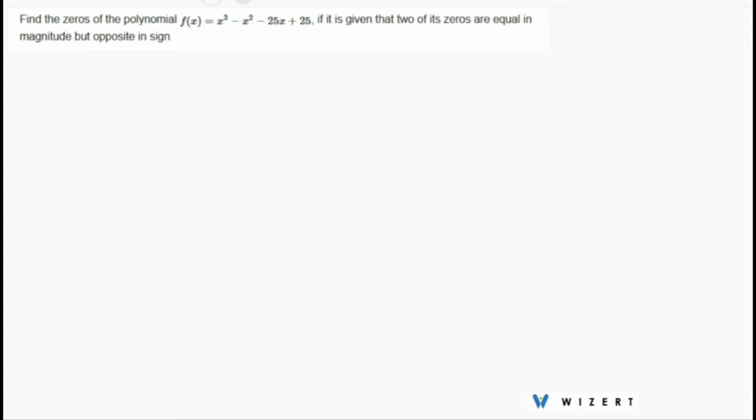We have this question here. Find the zeros of the polynomial f(x) equal to x cube minus x square minus 25x plus 25, if it is given that two of its zeros are equal in magnitude but opposite in sign.